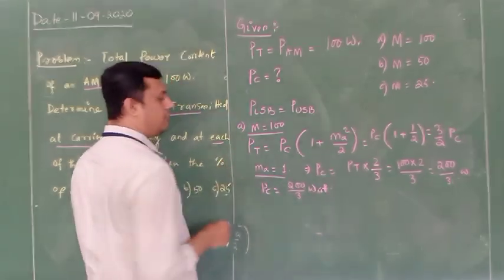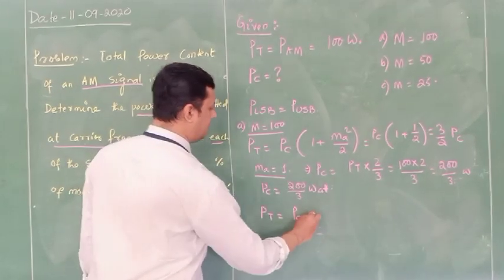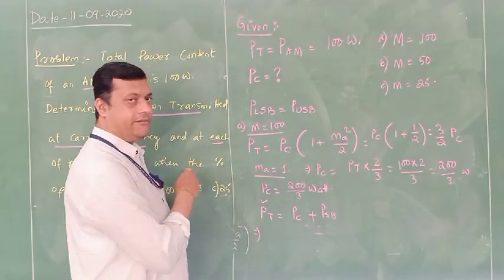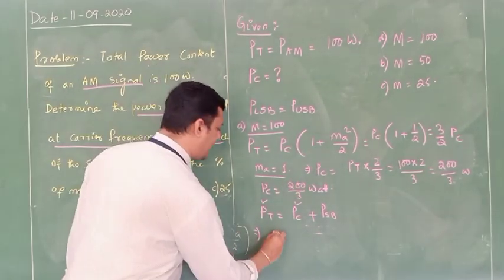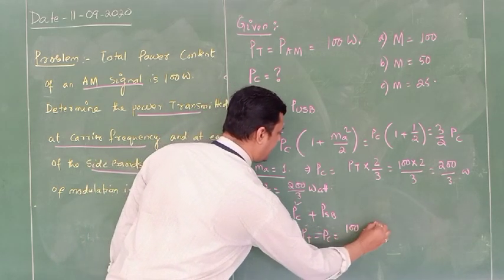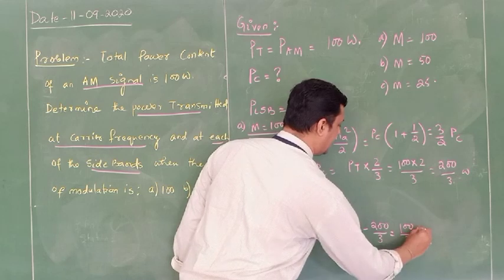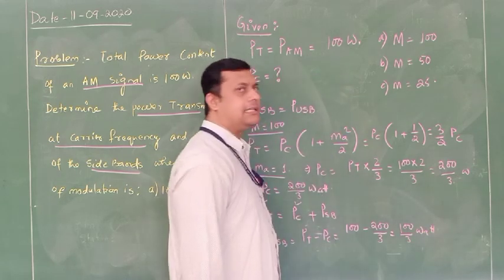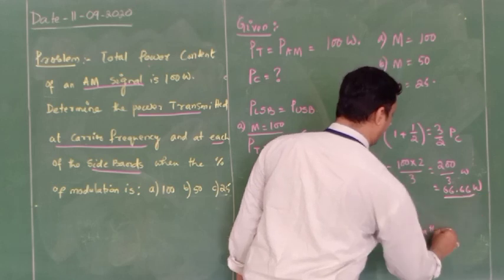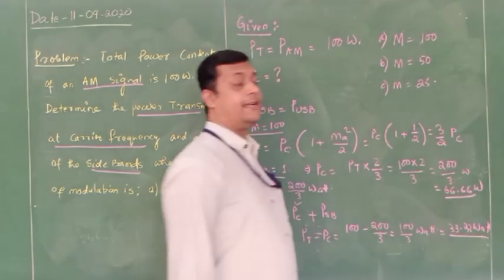Now I need to calculate the sideband power. How will I calculate it? As we know, transmitted power is equal to carrier power plus sideband power. PT is given, Pc we have calculated. So sideband power PSB is equal to PT minus Pc. So it is 100 minus 200 by 3, which comes to 100 by 3 watt. 100 by 3 watt means 33.33. You can consider this one as 66.66 watt, and this one as 33.33 watt. So it is the sideband power.